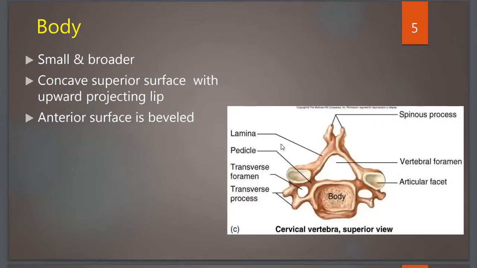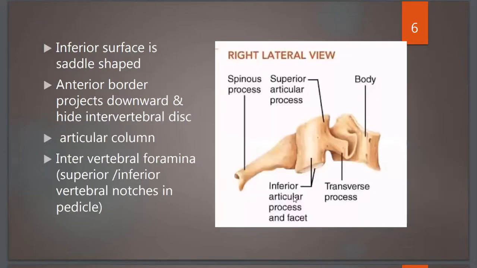Now coming to the typical cervical vertebra, let us describe the body. The body is small and broader. It is concave on the superior surface with upward projecting lips. This is the upward projecting lip. Then the anterior surface is beveled. Coming to the inferior surface, it is saddle shaped. Then the anterior border projects downwards and actually hides the intervertebral discs which we usually find between the vertebrae.